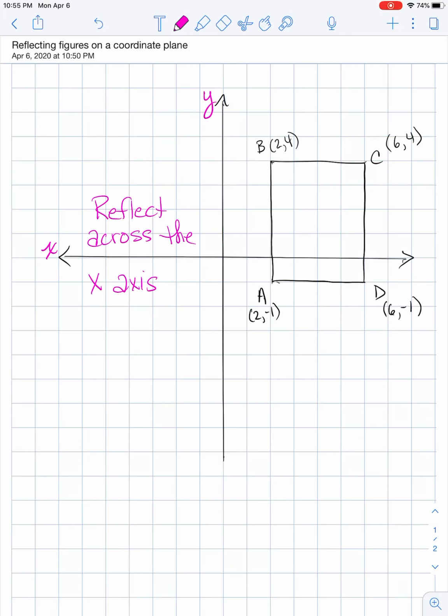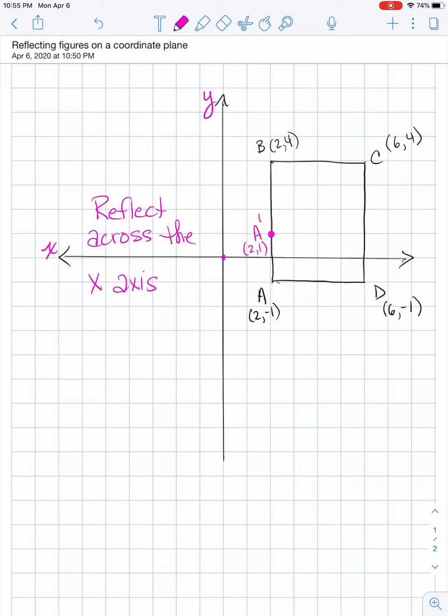So again, look at point A. Do you see point A is 2 units away from the origin, 2 units to the right, and we're going to keep those 2 units to the right, but because we are flipping it over the x, point A is 2 units to the right and 1 unit down. When we flip it, it's going to be 2 units to the right and 1 unit up. So this is going to be point A prime, and the coordinates are 2, 1 instead of 2, -1.